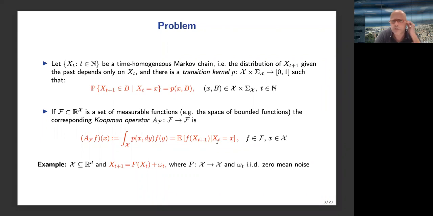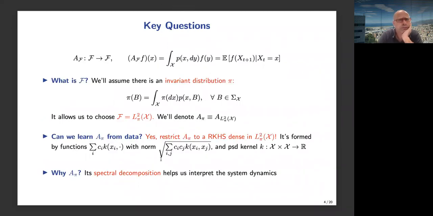As a prototypical example, it may be that the Markov chain is defined by a vector valued function f, and the value tomorrow is equal to the function f of the value today plus some IID noise variable. So why do we want to do this? Well, we'll see this in a moment.